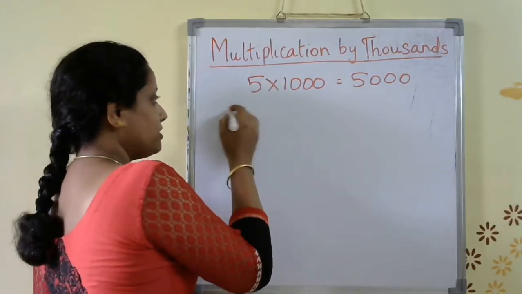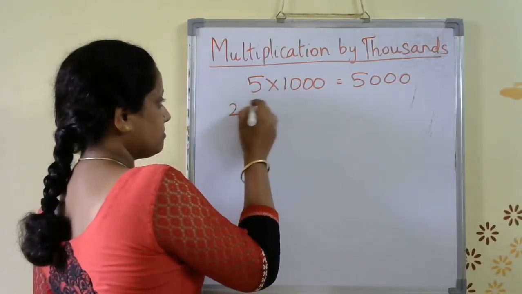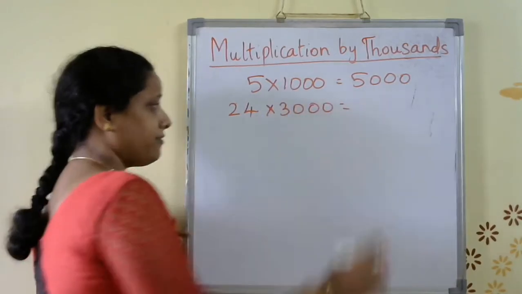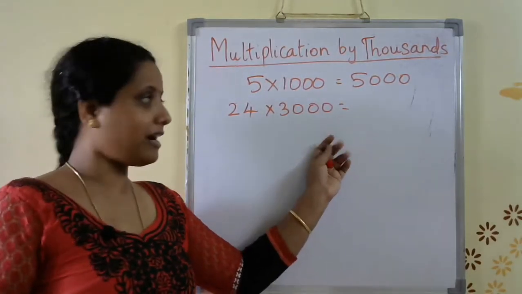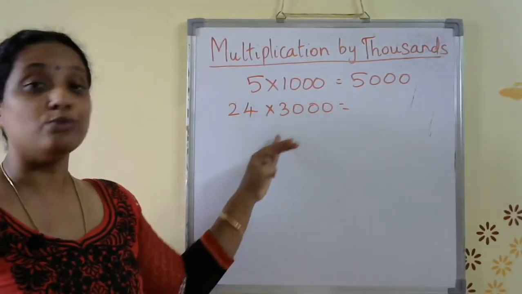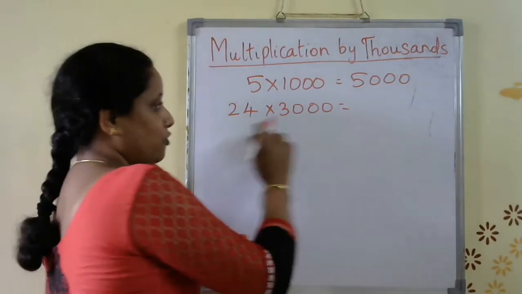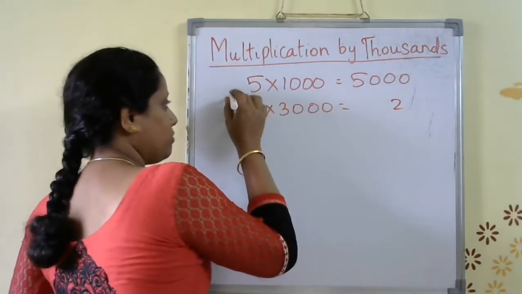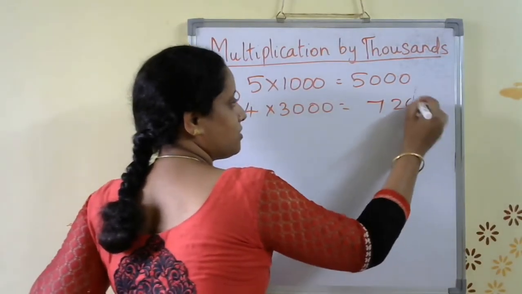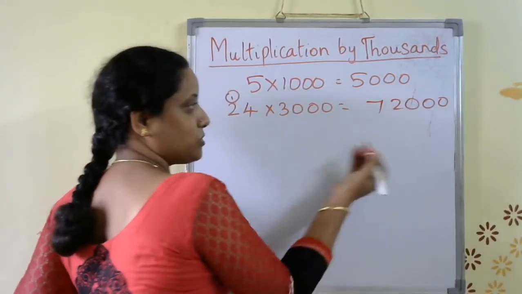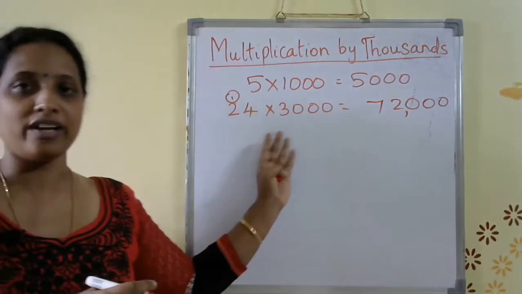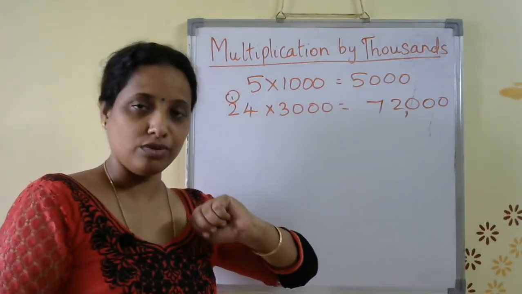Okay, if I want to take 24 into 3000, these 3 zeros I am going to leave as they are, and we are going to move with 3. So 3 4s are 12, 2 and 1 carry, 3 2s are 6 plus 1 is 7, and the 3 zeros as they are I am going to take over to that side. So the answer is 72,000. 24 into 3,000 will become 72,000.